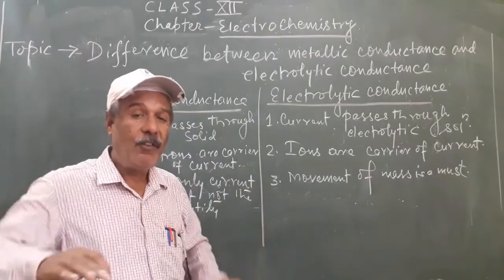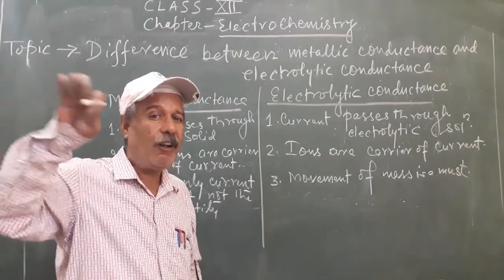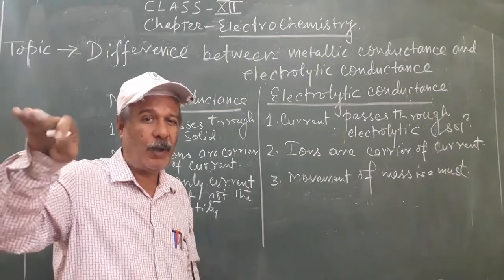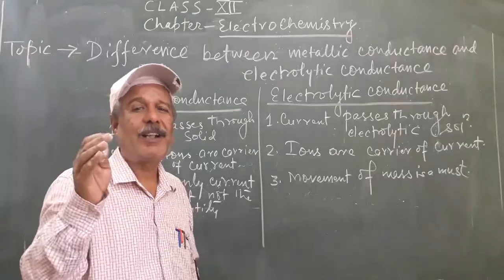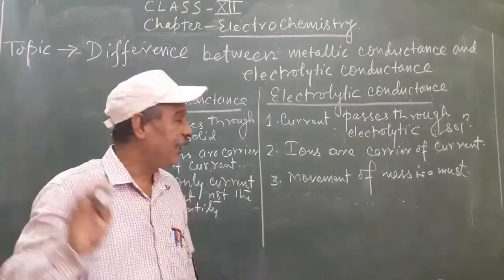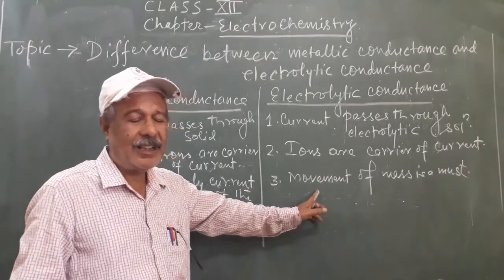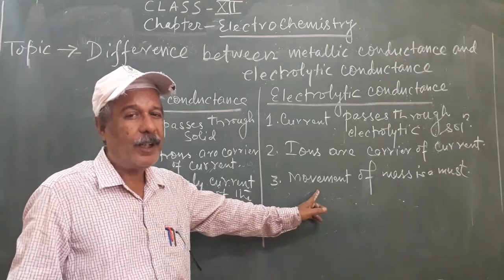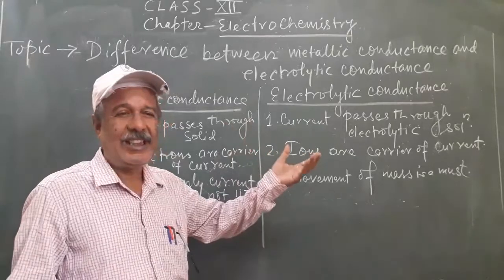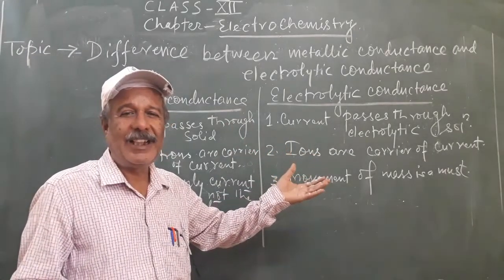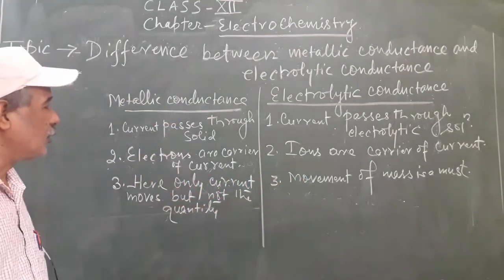In a similar way, when there is flow of water in the river, along with this flow of water, a certain quantity of sand also moves. Sand particles also move through water. In a similar way, here also movement of mass occurs along with the flow of current. We differentiate between these two. Correct?